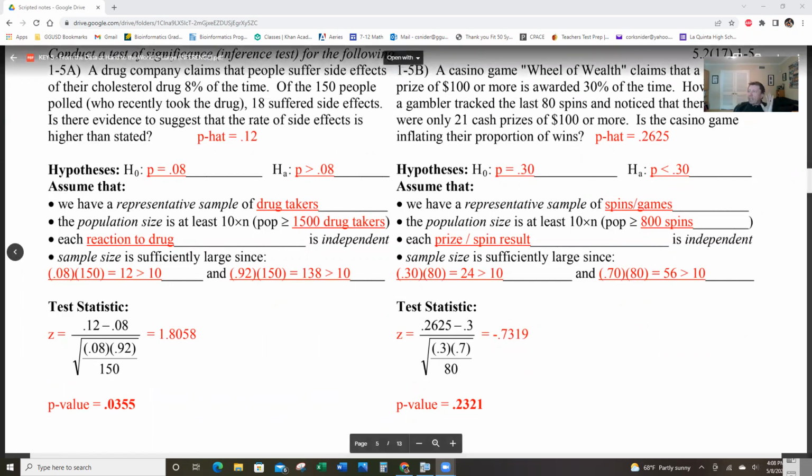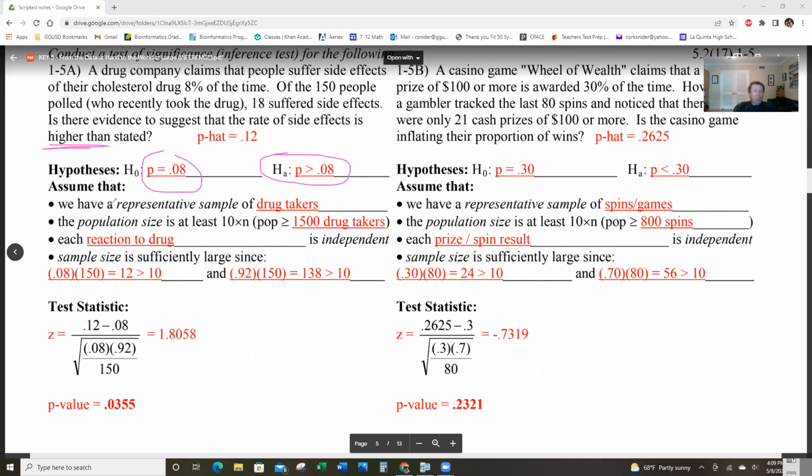All right. Step 1, write out H0 and HA. p is 0.08, or p is greater than 0.08. No problem. And the reason we put greater than is because it says higher than stated. Okay. Now, I'm going to write out my 4 assumptions. I bullet point them. I don't want to put the SPIN acronym. I don't want you to just memorize SPIN.